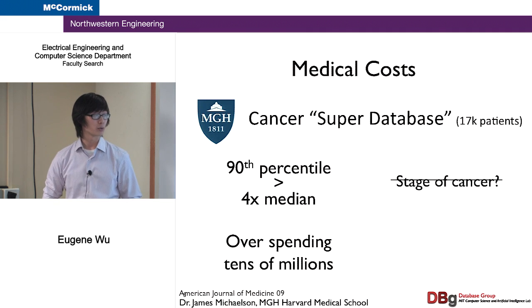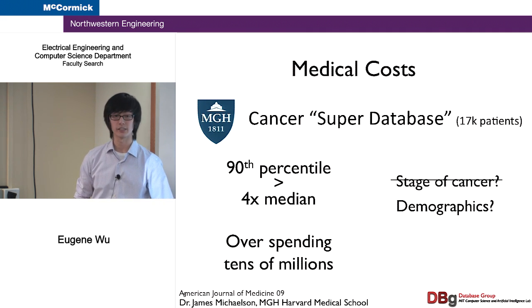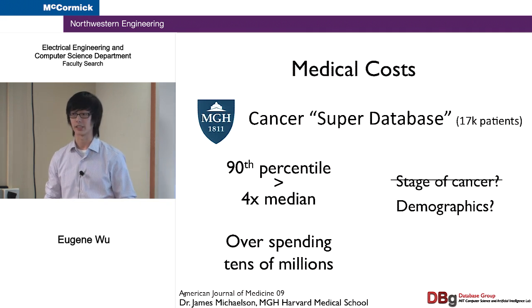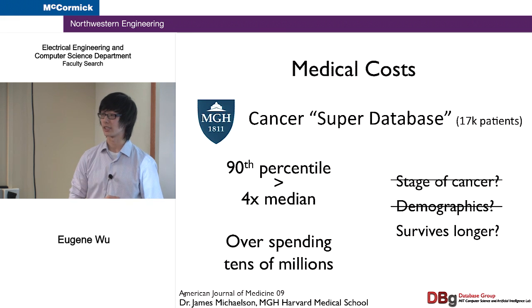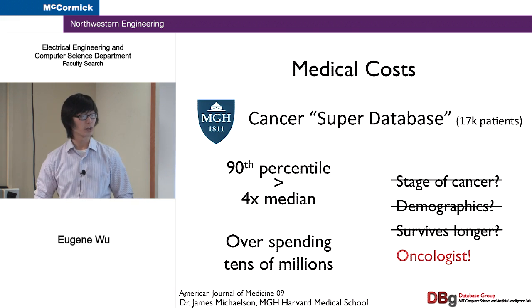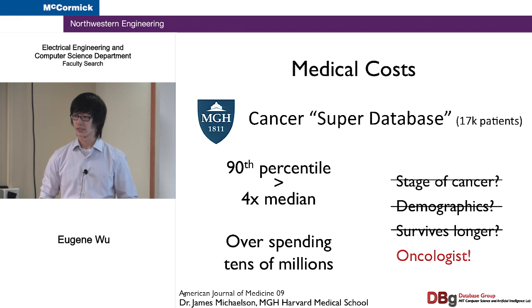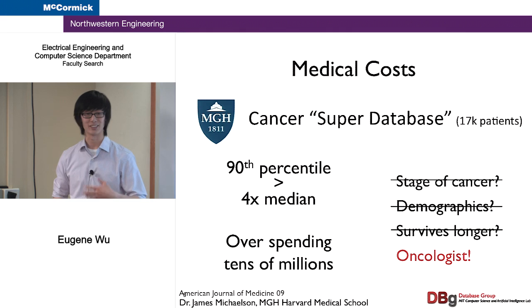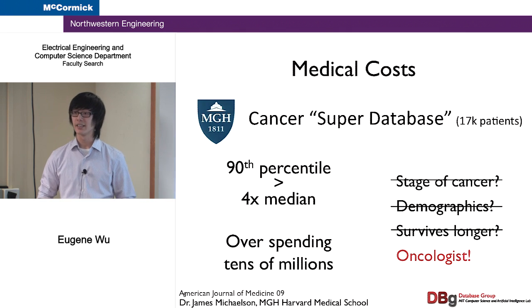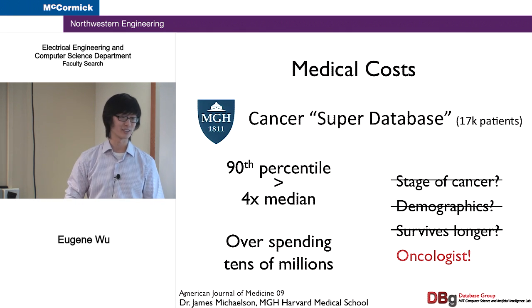Then they asked, well, is it a demographic reason? Is it because of lifestyle or because of age or because of income status? No, it wasn't because of that either. In fact, spending more money doesn't even help lung cancer patients survive any longer. Ultimately, they found it was due to a small number of oncologists that were simply overprescribing expensive chemo and radiation and surgical treatments, thinking that it would help the patients when in fact it was just costing the hospital a lot of money.